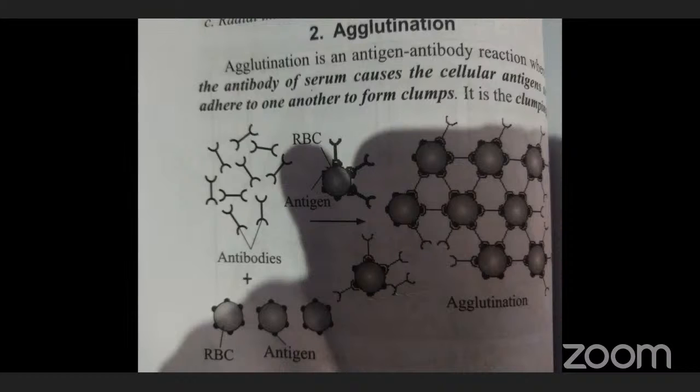If agglutination occurs with the RBC, it is called hemagglutination, because the RBC consists of hemoglobin. When the bacterial cells are agglutinated, that agglutination is called bacterial agglutination. So based on the antigens, it will be named bacterial agglutination or hemagglutination, etc. So what is the mechanism of agglutination? Here the agglutination is reacted with the RBC, hemagglutination.